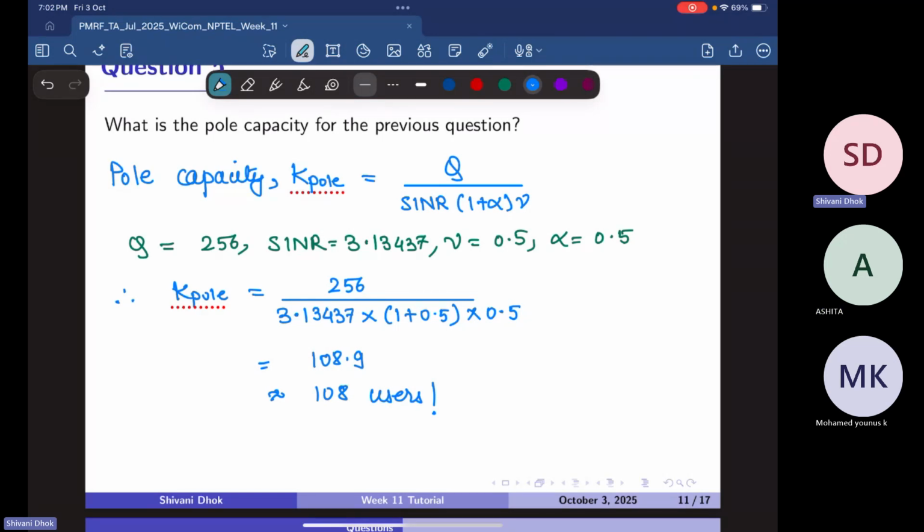Excuse me, ma'am. Yeah. Ma'am, how do we know where we put the dB value and where we put the linear value? Because in some places we put the dB values, and for this pole capacity, the SINR, we put the linear value, right? We have put 3.1, a linear value.